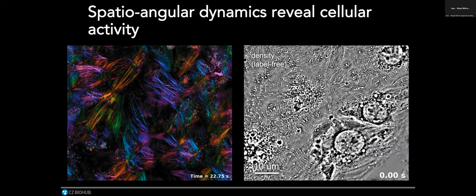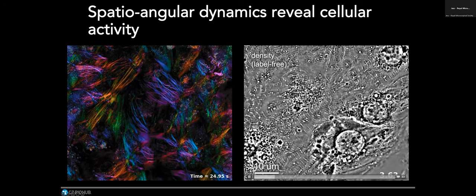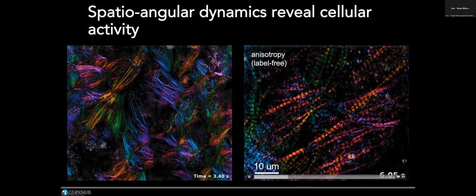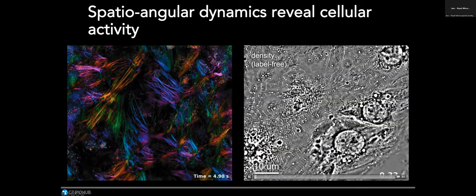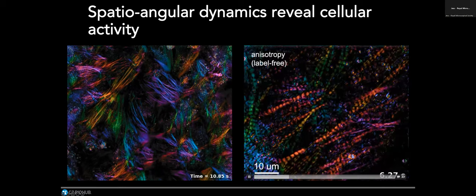So in this really colorful, beautiful movie, you can see how we are able to resolve the structure of sarcomeres within the myofibrils in beating cardiomyocytes. These are iPSC derived cardiomyocytes, and you can also follow their contractile activity. And this is a zoom into a small region, and you can see that in the density image, one can visualize the Z disk of the sarcomere, and within the anisotropy image, you can visualize the A band of the sarcomere.